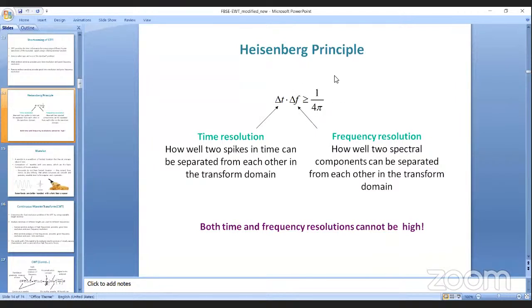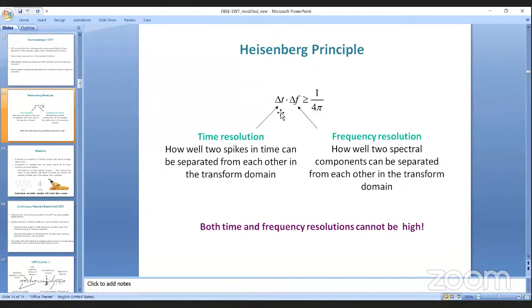For a Gaussian signal or Gaussian kind of window, this equality holds, and for other kinds of window functions, there is an inequality. So you cannot arbitrarily reduce delta t, the duration of the signal. Similarly, you cannot arbitrarily reduce the bandwidth of the signal. If you reduce the duration of the signal, then delta f, the bandwidth, will increase. Similarly, if you reduce the bandwidth delta f, then delta t will increase.